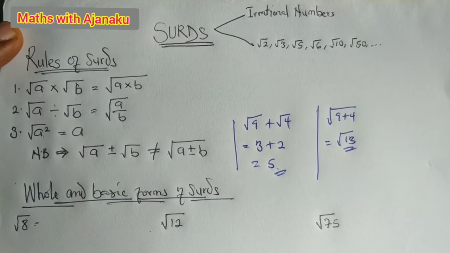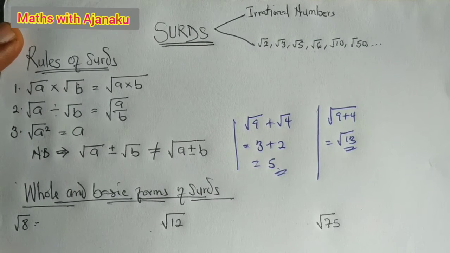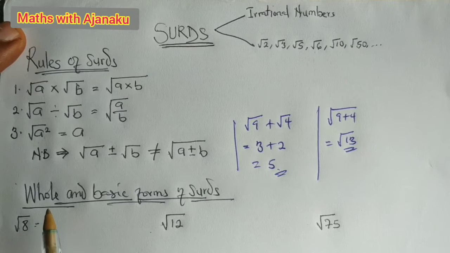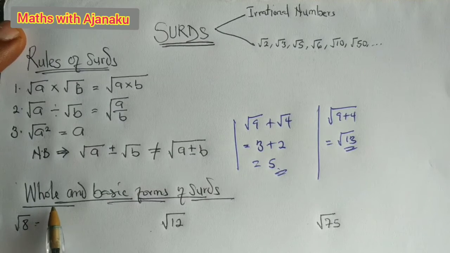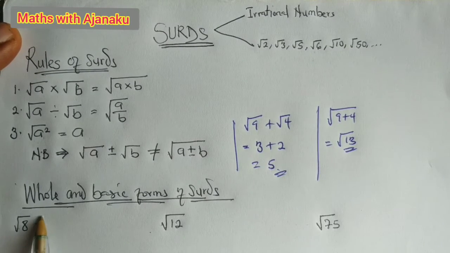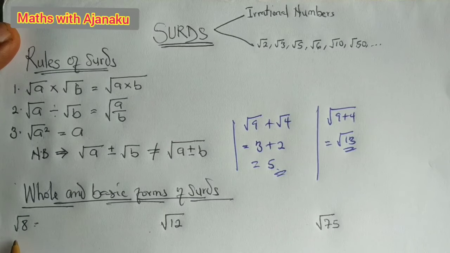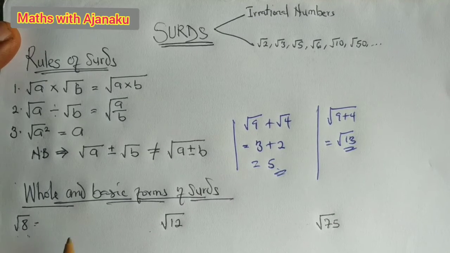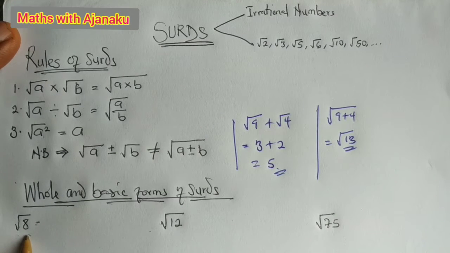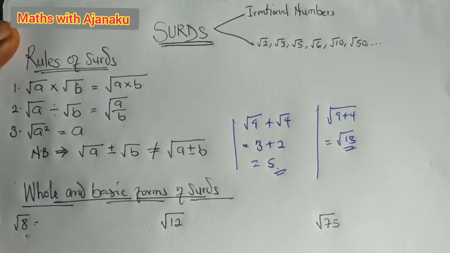So to understand this better, let's talk about whole surds and basic surds, where we shall be applying the rules a bit. Now, let's talk about whole surds. Whole surds are surds that are in the root. You see them inside the root. They don't have any attachment outside. This is an example of a whole surd. And as a whole surd, you can reduce it to its basic form.